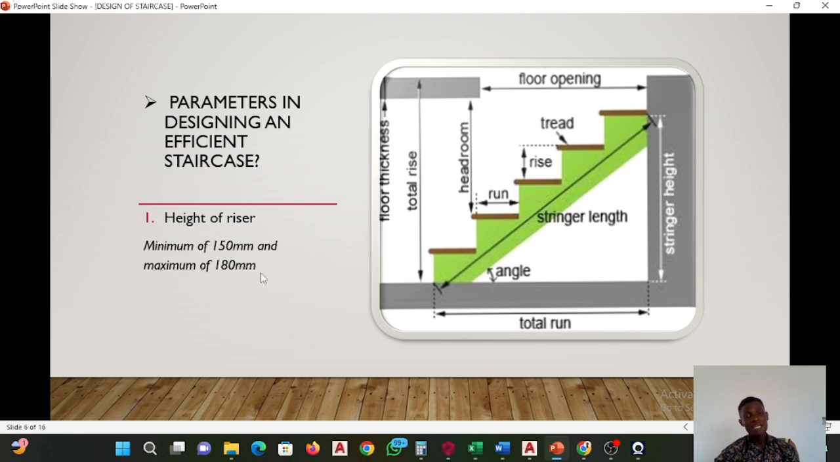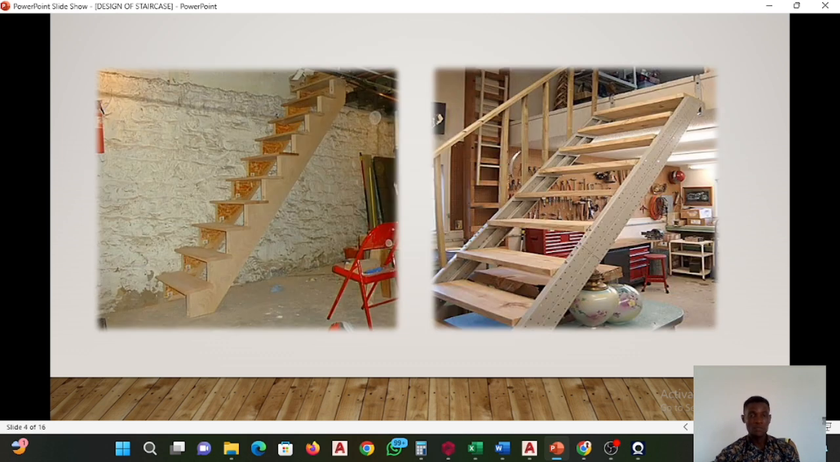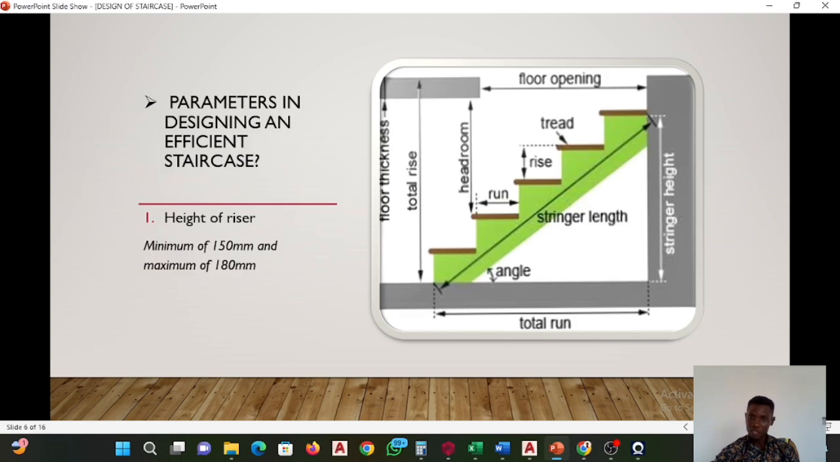The riser has a minimum dimension, which is 150 mm. That is 6 inch. The riser must not be lesser than 150 mm, and must not be greater than a maximum of 180 mm. I've seen some risers that are greater than 180 mm, that is 200, 190. The disadvantage is when the riser is high, you are going to have a lot of difficulties in climbing the staircase. Look at these ones now. The risers are high. You understand? You are going to have issues in climbing the staircase.